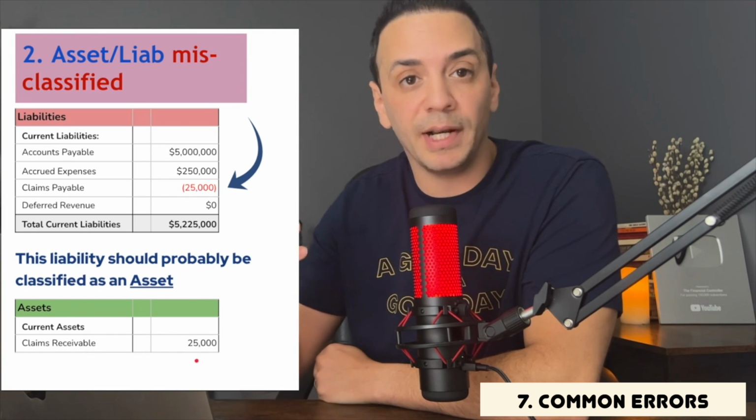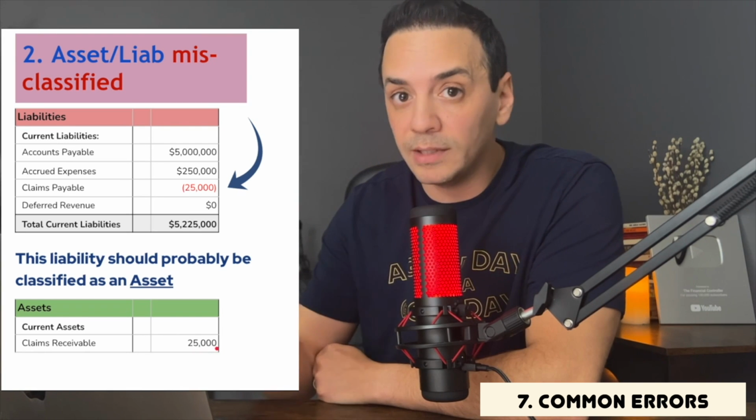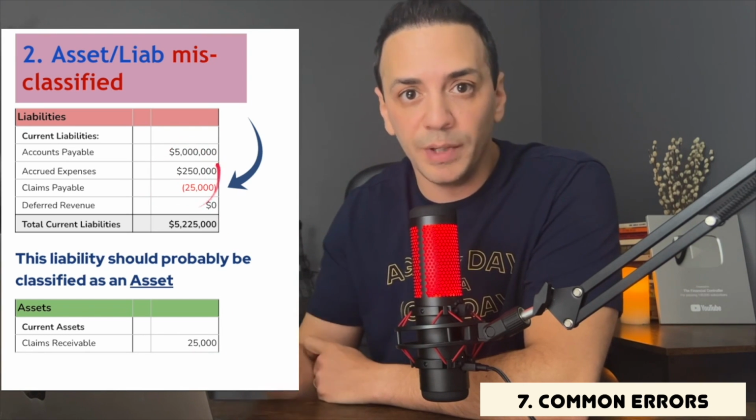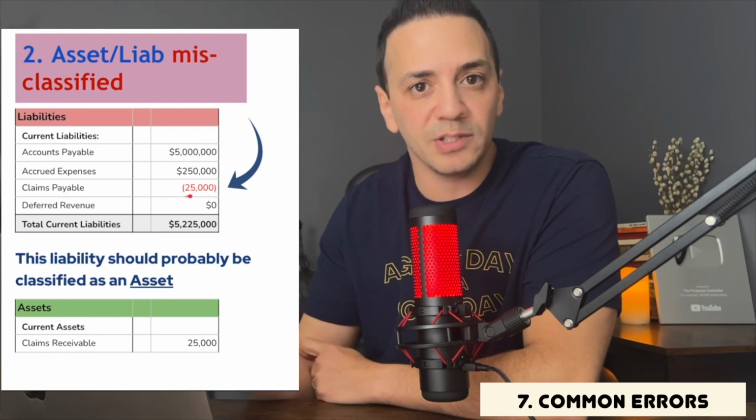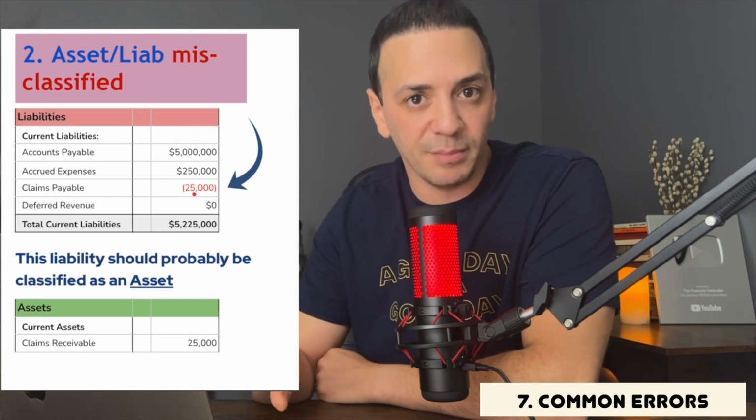So at the end of each financial period, you need to be examining your assets and liabilities and take a look at the numbers. Is any of the numbers going in the opposite direction of the rest of the numbers of the assets and the liabilities section? That's how you catch this kind of mistake.